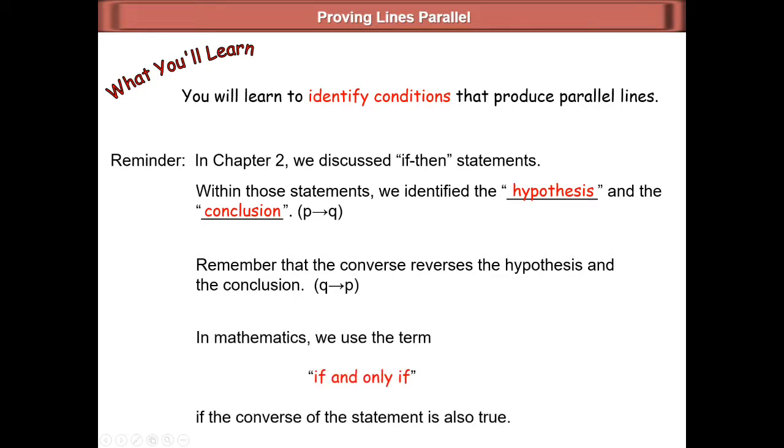In mathematics, we use the term if and only if the converse of the statement is also true. So we talked a lot before about truth values, but in this case, if the original if-then statement is true and the converse is also true, then we can use the term if and only if.